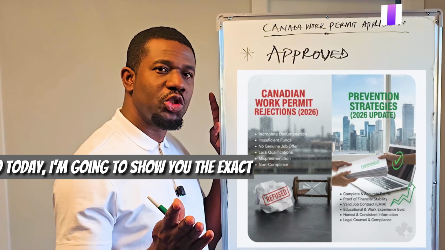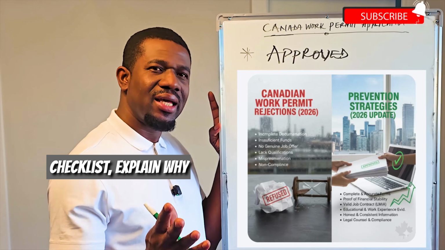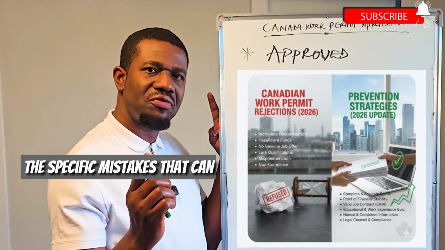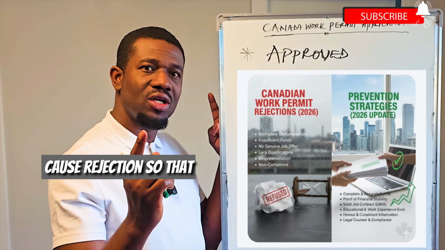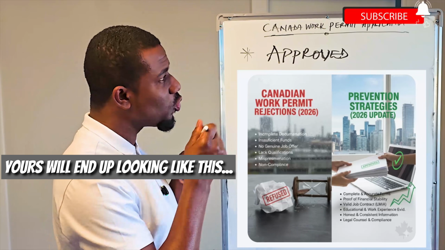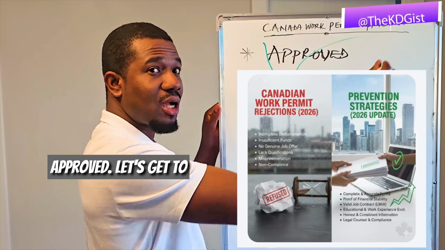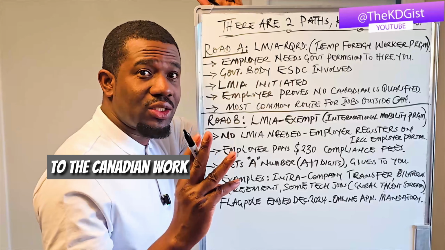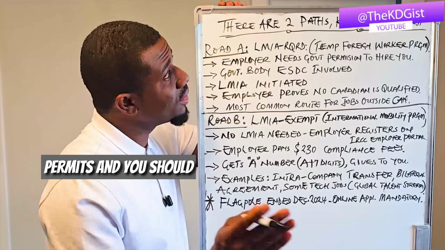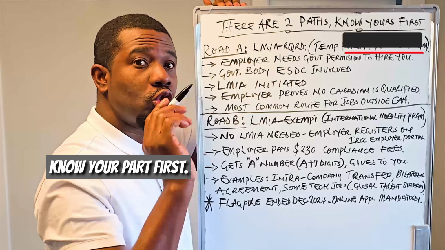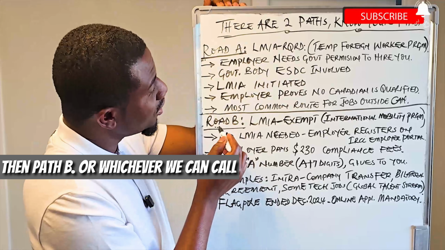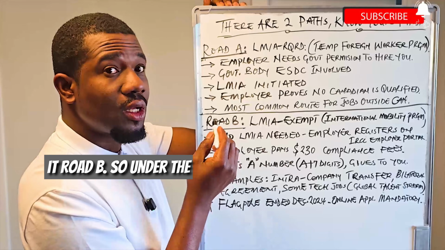So today I'm going to show you the exact checklist, explain why each document matters, and tell you the specific mistakes that can cause rejection, so that yours will end up looking like this: approved. Let's get to it. There are two parts to the Canadian work permit, and you should know your part first. We have Part A, or Road A, and then Part B, or Road B.